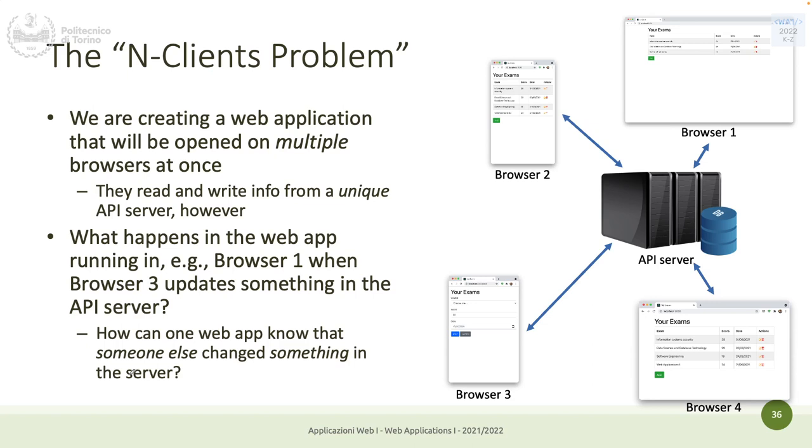So the n-client problem is what we discussed a few minutes ago. You can have multiple clients working together with a single API server. This is pretty common. Actually, this is how the web works. You have multiple clients running on the browser querying the server, or a few servers in some cases. So you have browser 1, browser 2, 3, and 4, all querying the same information, all editing the same information, potentially at the same time.